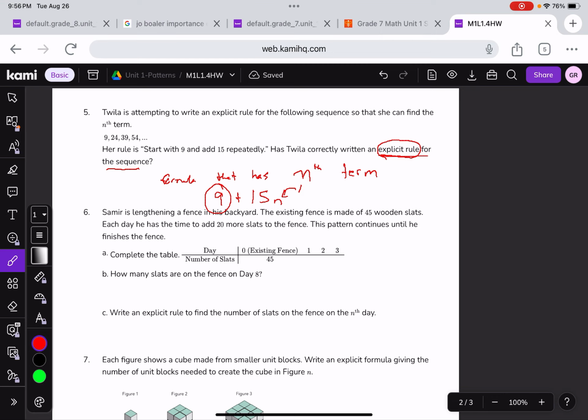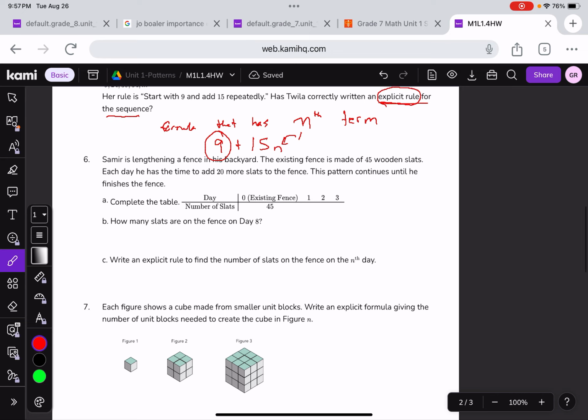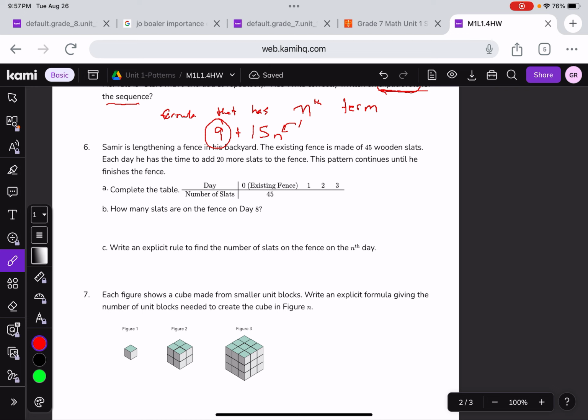And I'll leave it up to you. But, well, we don't have to do that, actually. The question says, has she done it? We should say no, because an explicit rule will have a formula that includes n, or n for the nth term. But that's all right. Number 6, that's pretty straightforward. I'm going to leave that up to you. You can read that, solve it. I think you got it.